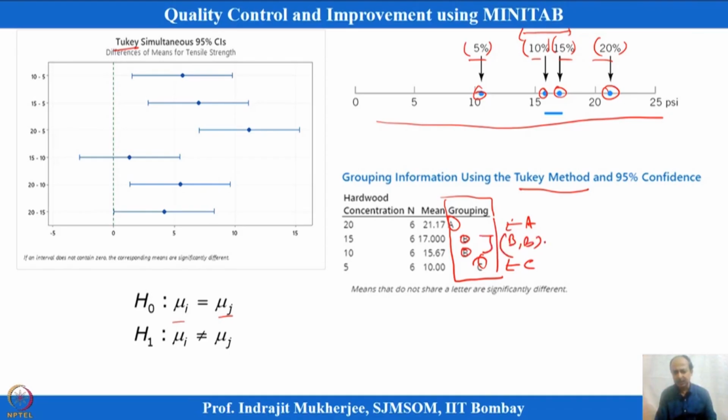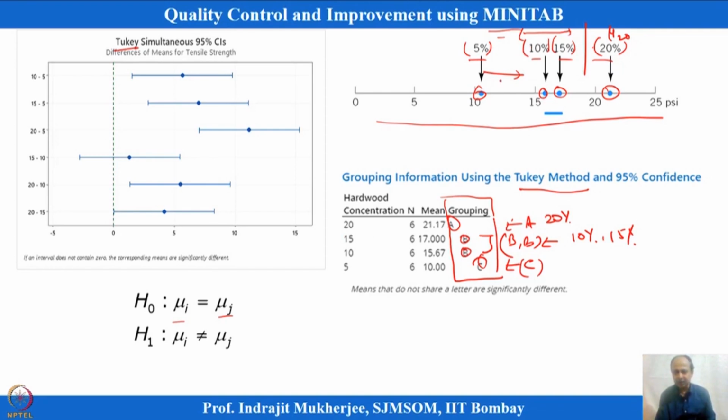When they have the same letter code, that means there is no difference between 10% and 15%. But the level which is 20% over here is significantly different from this 10 and 15. The mean of 20 is statistically different from any of the three, basically, and this is having a letter code C. So, C is also far away from this 15, and this is very different from this 10 and 15.